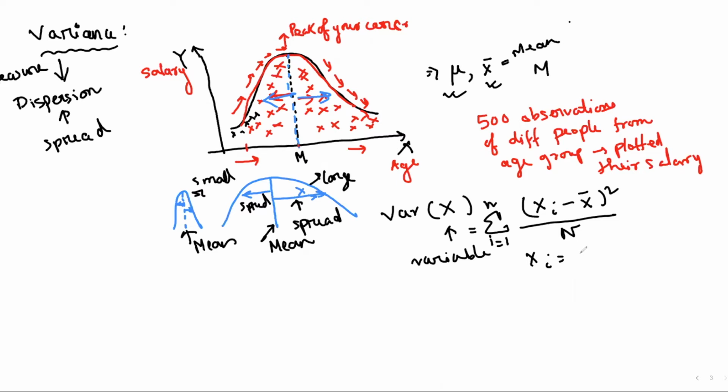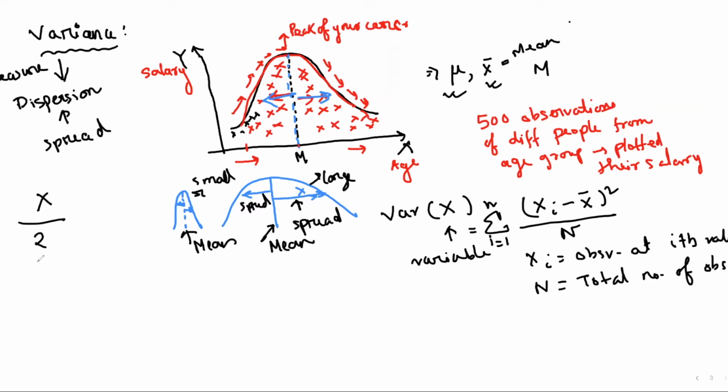So xi is the observation at the ith value, and we'll sum them up. N is the total number of observations. So let's say you have been given a variable x. Let's say there are a couple of values here: 2, 4, 7, 8, 10. How will we calculate the variance of x?